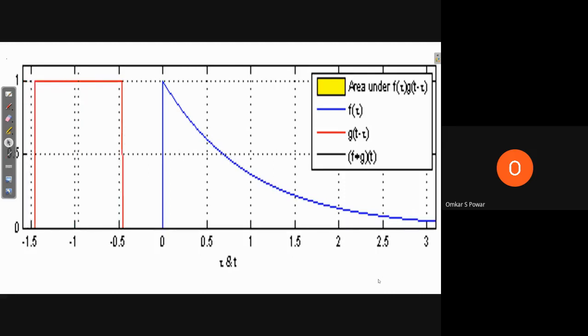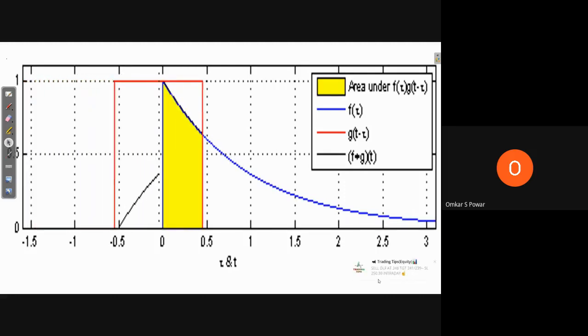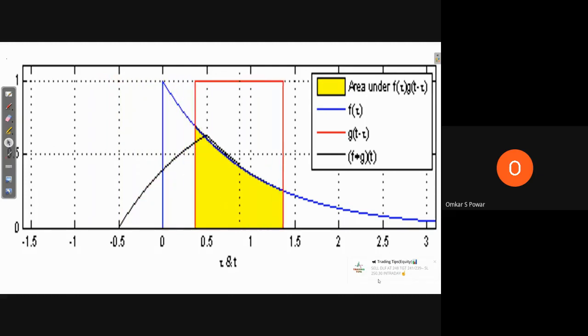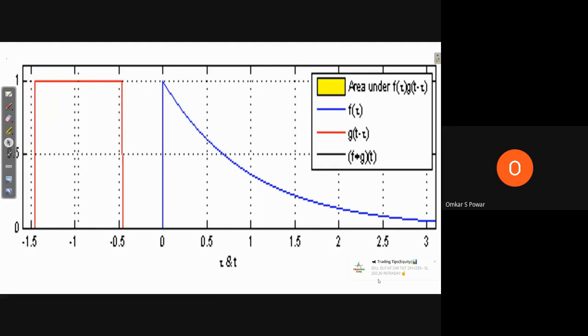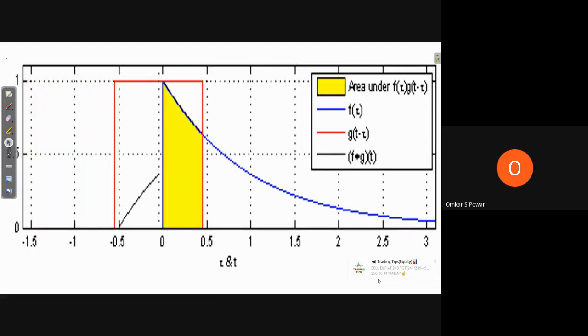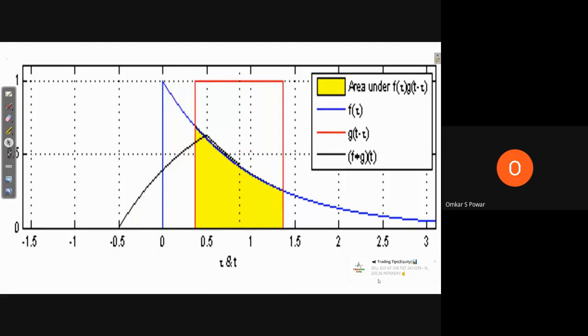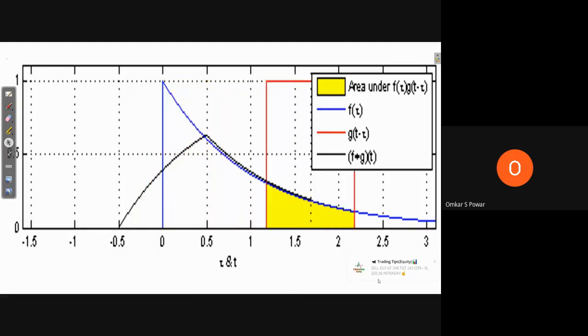Okay, so this is how you have to understand this process of convolution, and we will solve some problems in the next class. So what we have studied today is the basic idea of convolution and how to visualize convolution. From next class onwards, we will do some derivation, and we will solve some problems with respect to convolution.